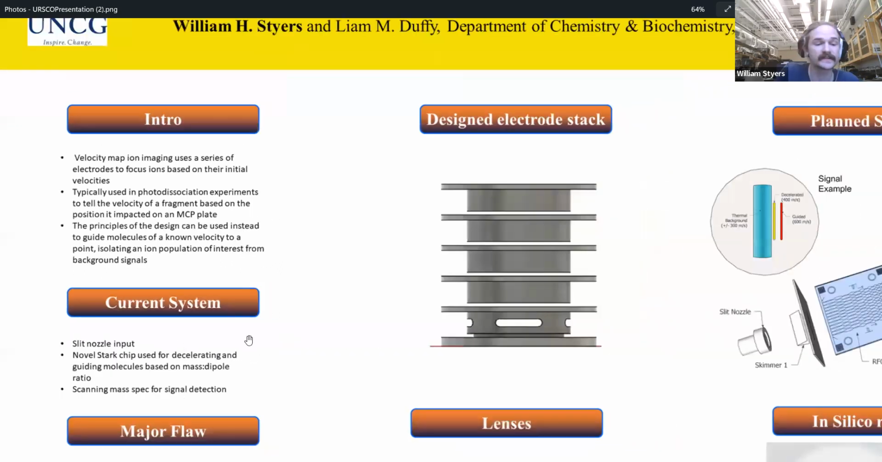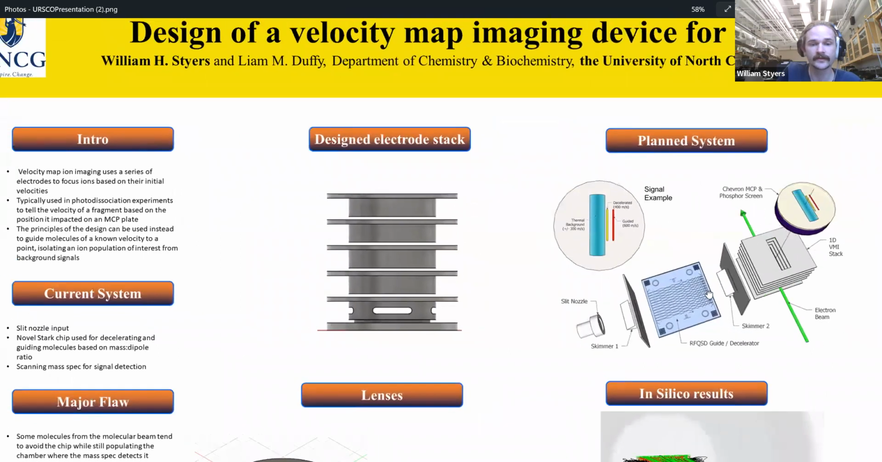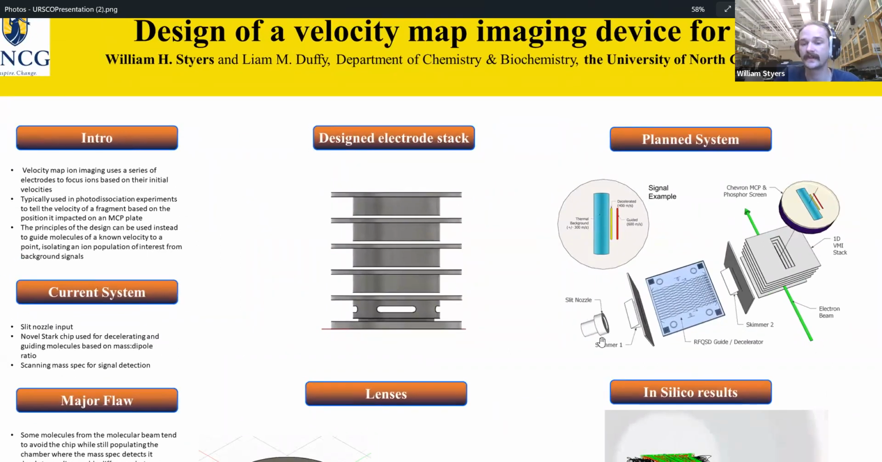Let's look at the system that we'll actually be using this for. It can be seen here on the right. One major component is our slit nozzle. This is how we get a molecular beam of gas, and this will be passing through what's referred to as a Stark decelerator chip or Stark guide.